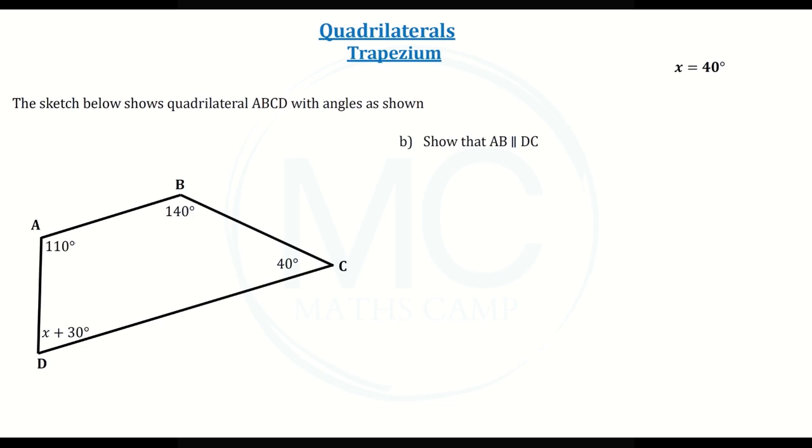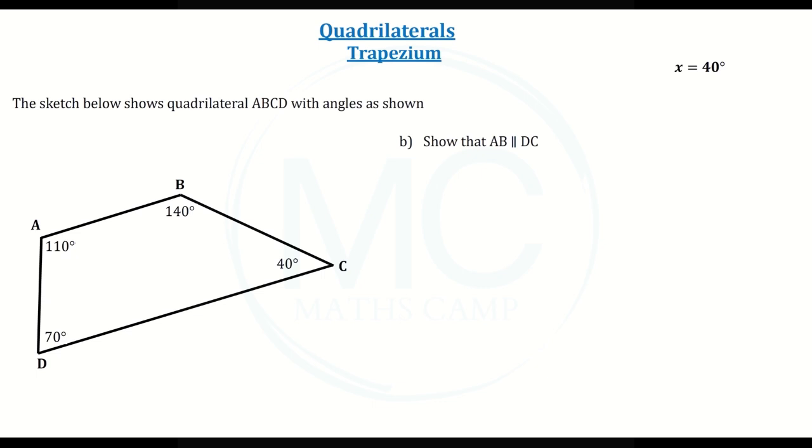Finally, let's look at angle D. We can see that angle D is equal to x plus 30 degrees. X is 40 degrees, so we say 40 plus 30 degrees, which gives us 70 degrees. Now we can make some space. Let's take out x plus 30 and write in 70 degrees for angle D.